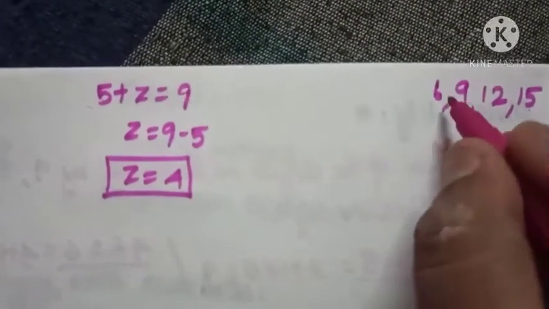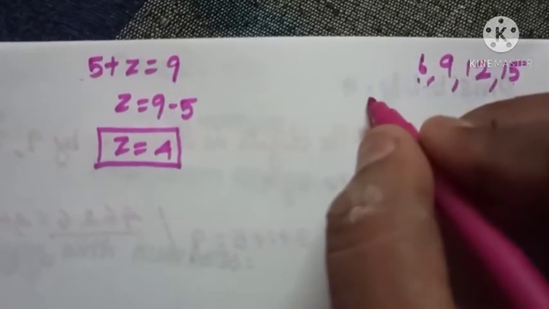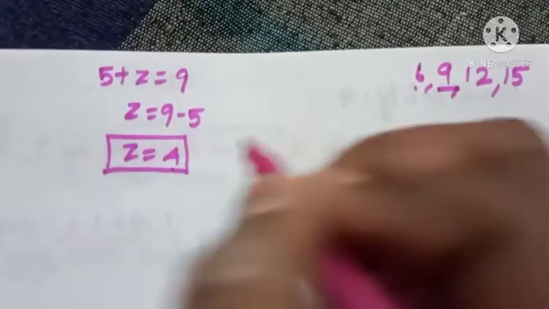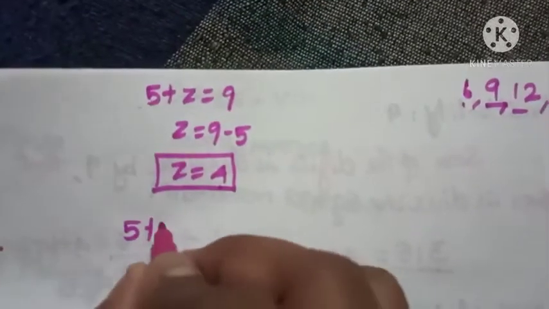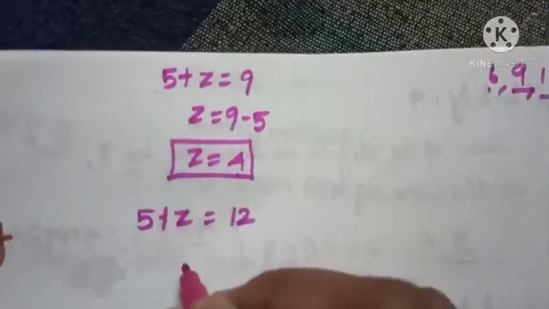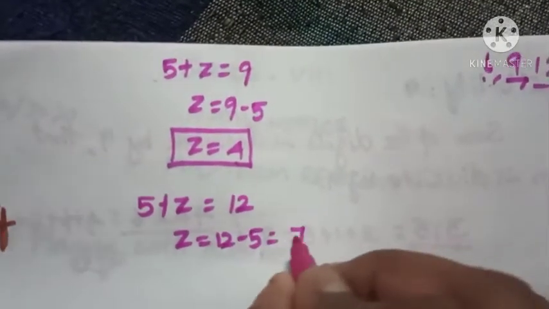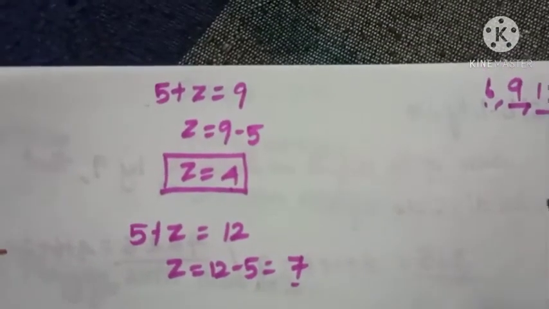Okay, so first we check with the 6. We got one unit digit, and we got one number, and we check with the 9. We got that digit is 4, and now we check with the 12. So 5 plus Z is equal to 12. Z equal to 12 minus 5 is equal to 7. So now 7 is also one possible number, and you check with the 15.